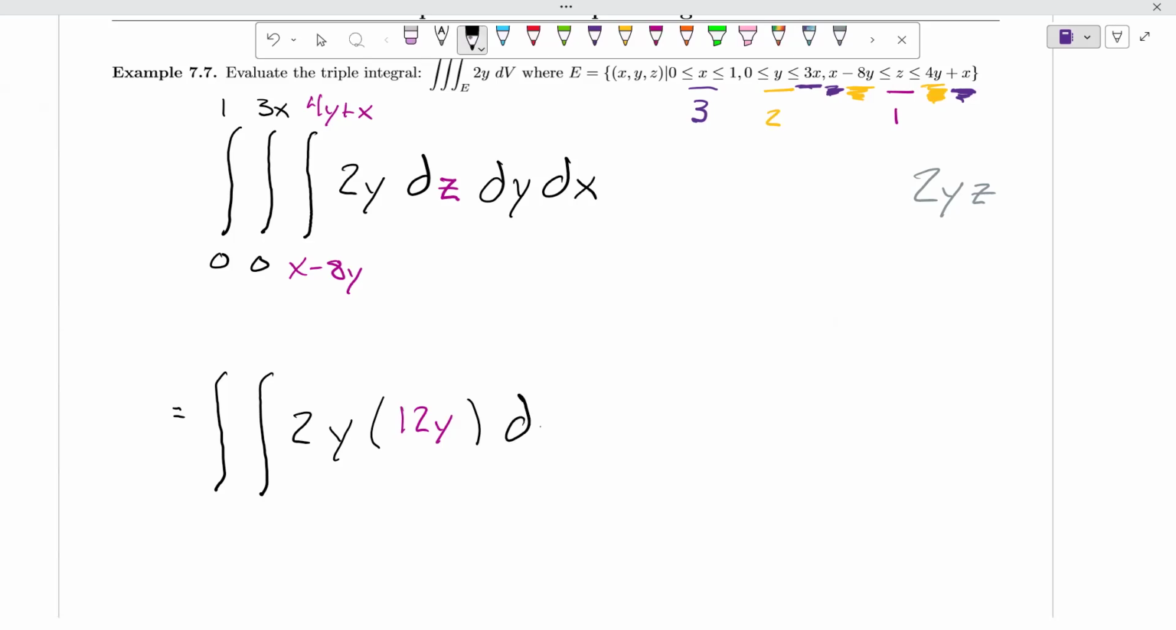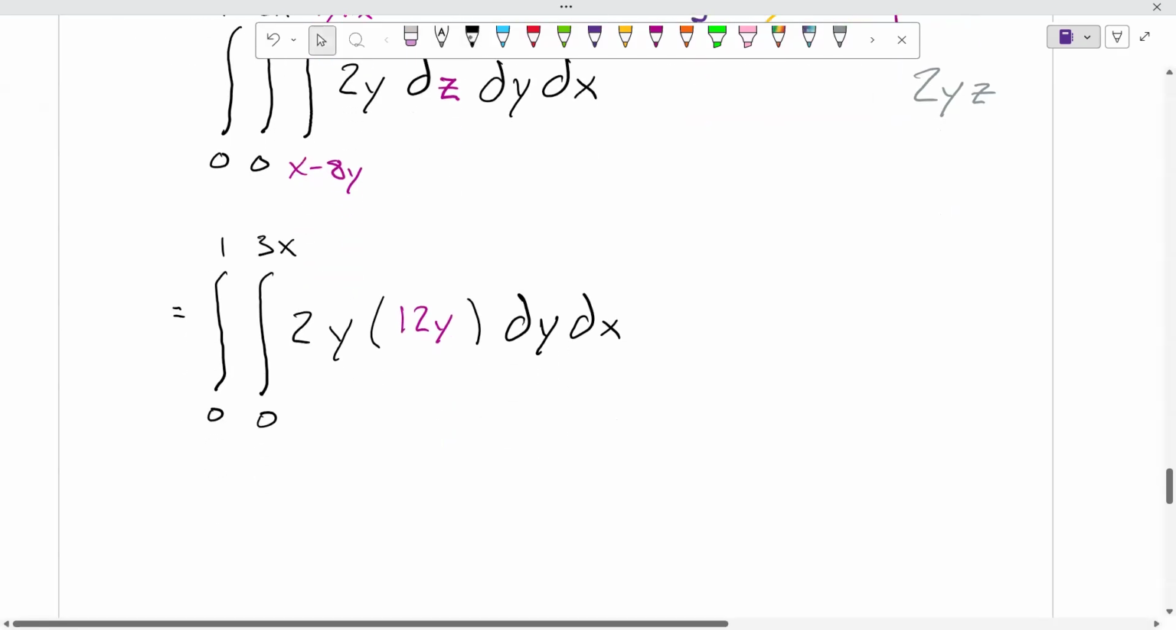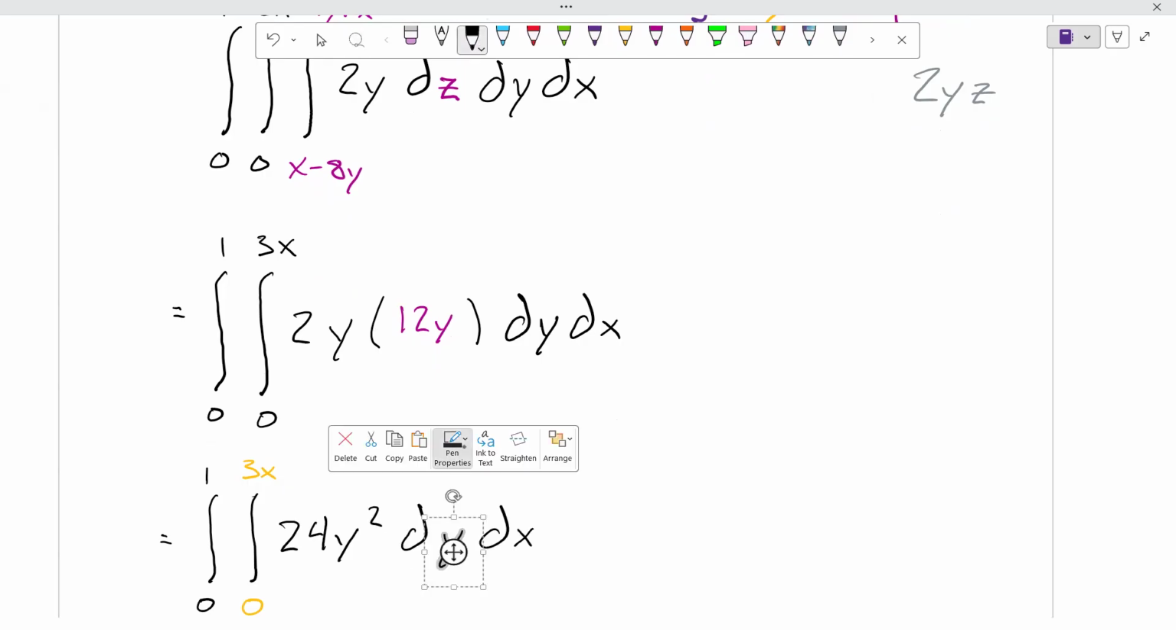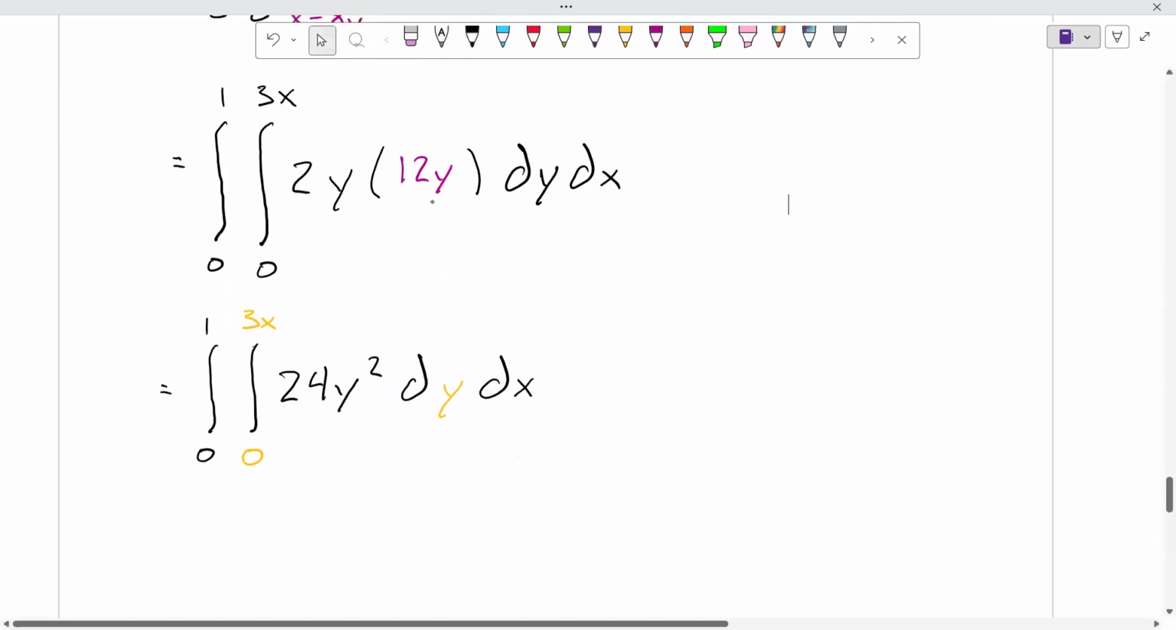And then I'm integrating dy dx. Y still from 0 to 3x. X still from 0 to 1. That has not changed. So this thing looks like the following. 12y times 2y is 24y squared dy dx. And we've got y next on the list.